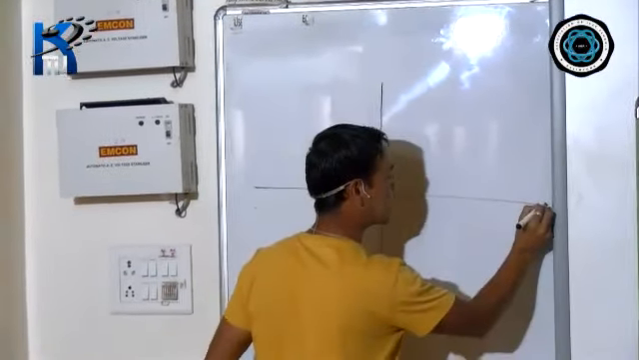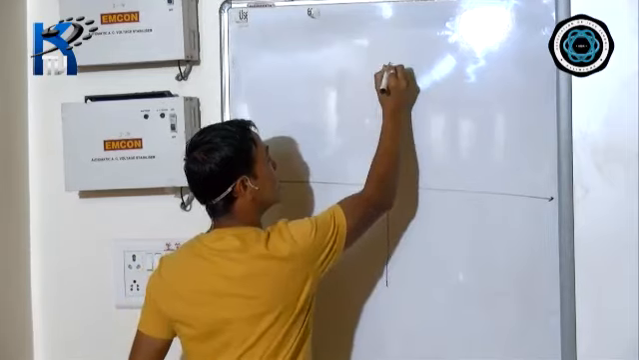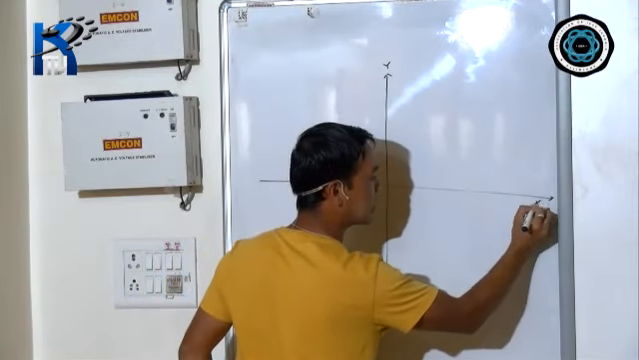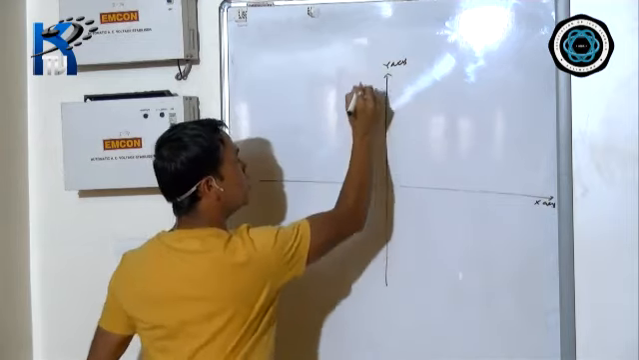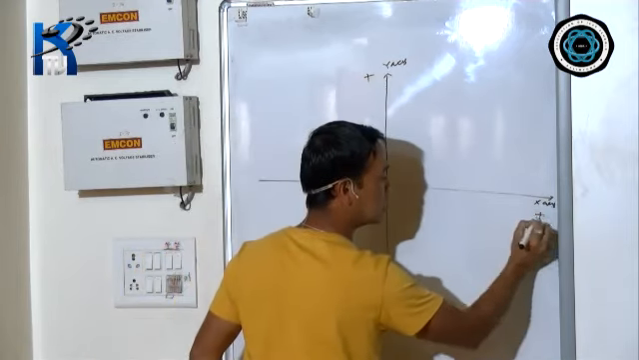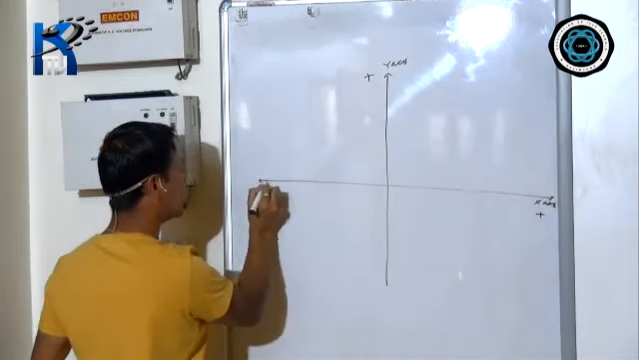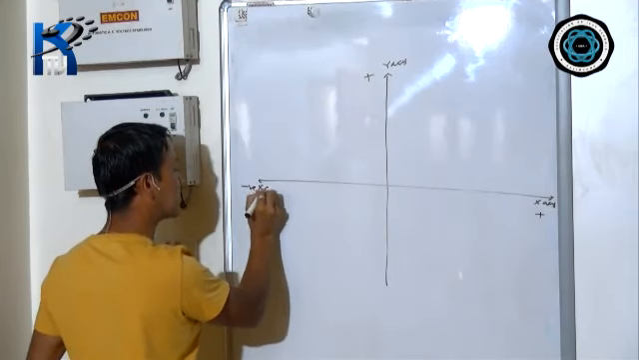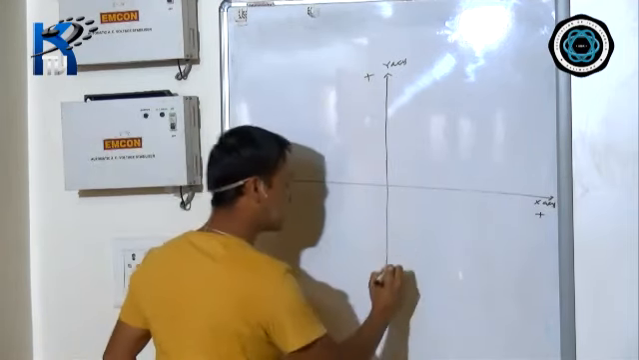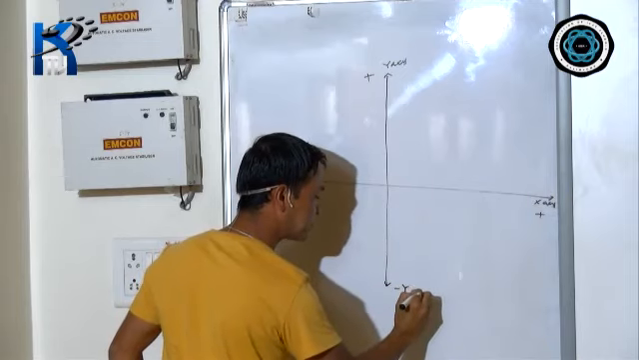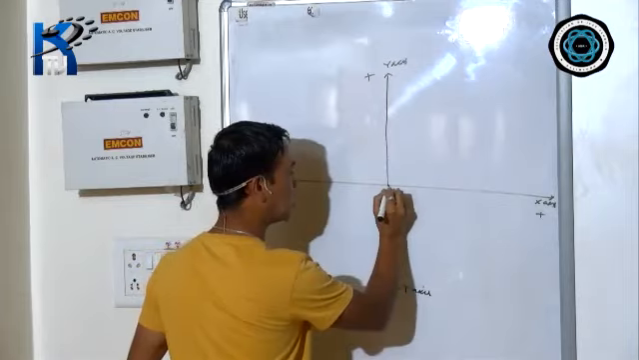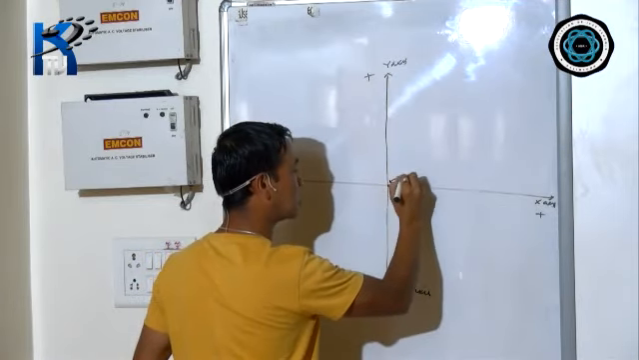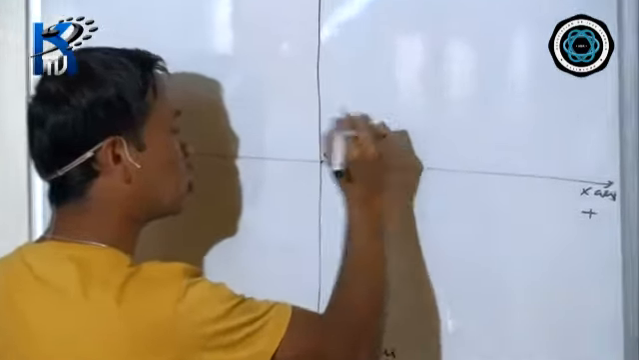Let me take this as the x-axis and y-axis. This is the y-axis, this is the x-axis. Now definitely when we follow the coordinate geometry, we take this as the positive x-axis. We take this as the negative x-axis. We take this as the negative y-axis. Now we take this point as the origin. So we take this point as the origin in coordinate geometry.